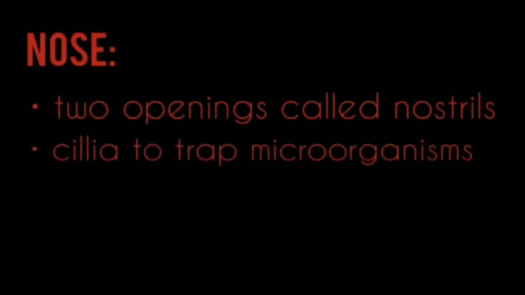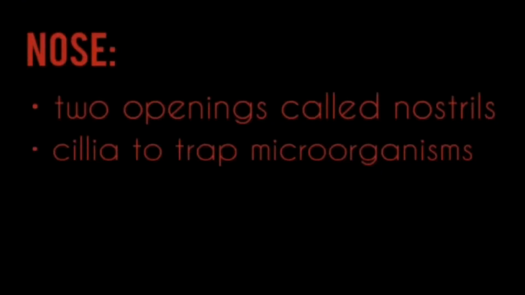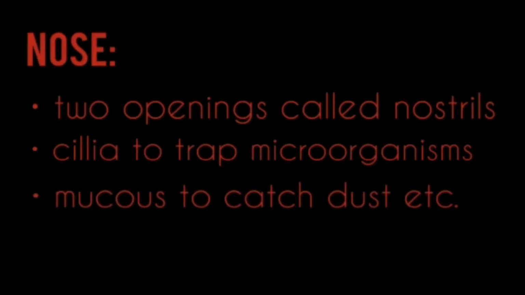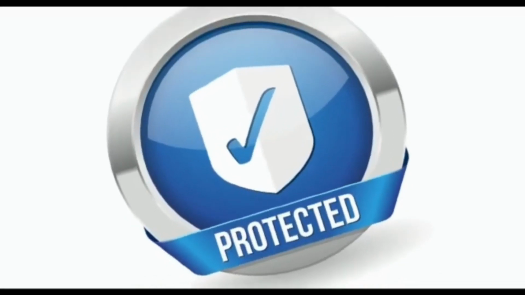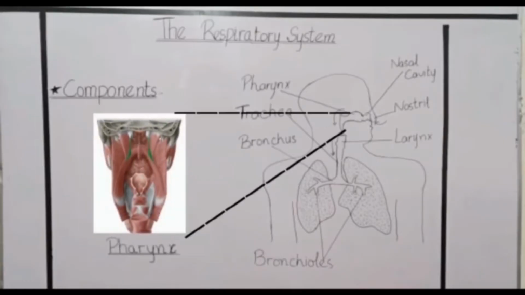Have you ever wondered why the nose has hair and a sticky liquid in it? Yes, the answer is that the hairs, called cilia, trap microorganisms in our nose and the sticky liquid, mucus, catches the dust particles. This is the protection mechanism of our nose to protect our respiratory system. Isn't it interesting? Let's move further.